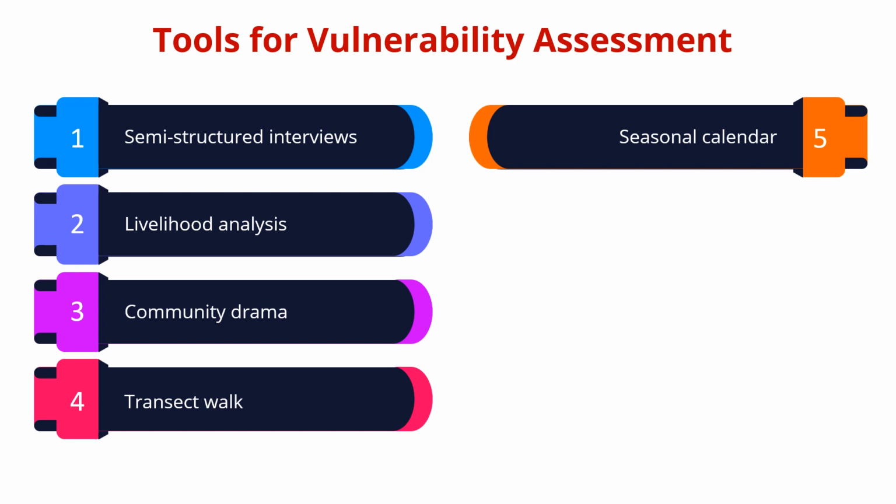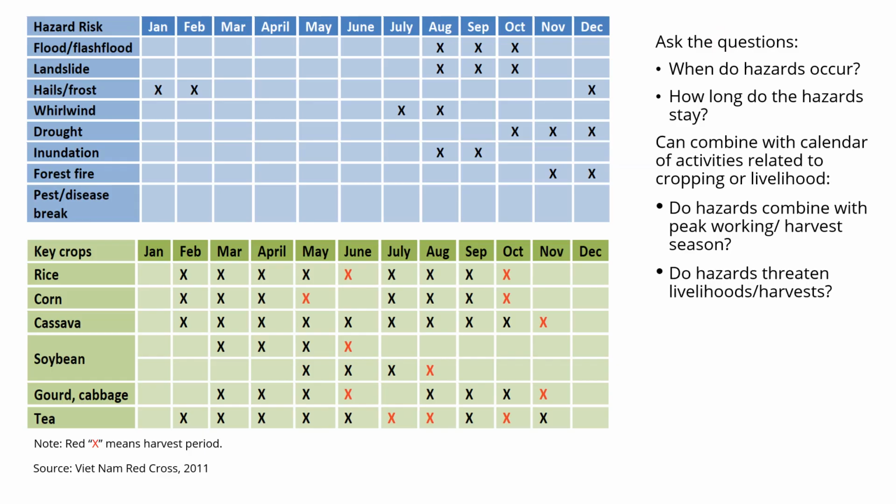Now, the next tool that we can use for vulnerability assessment is the seasonal calendar. Here, as you can see, it is very similar to the hazard analysis work that we mentioned earlier. The seasonal calendar is also to highlight, focusing more on the livelihood and looking at the various different impacts to the crops depending on the various different types of hazards.